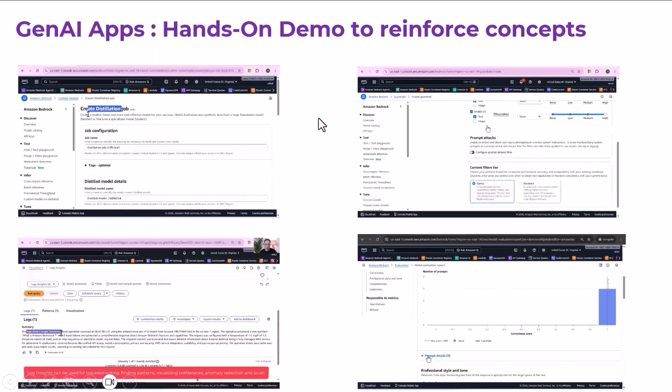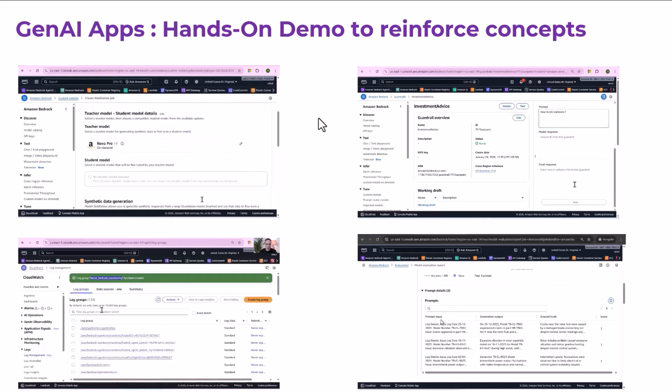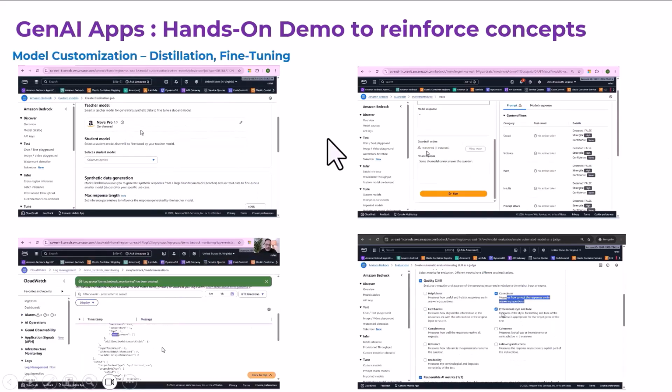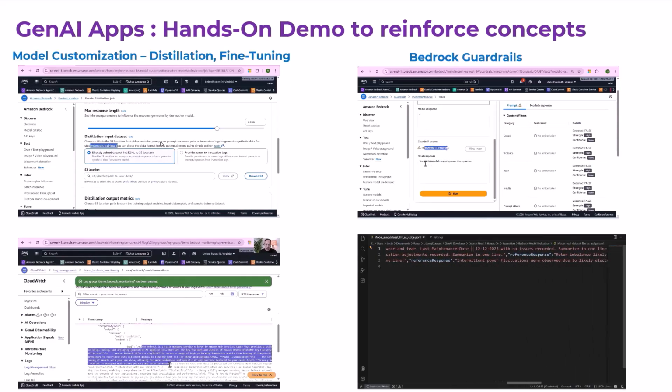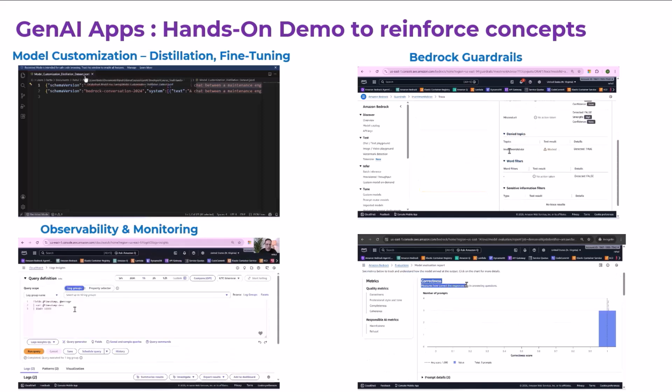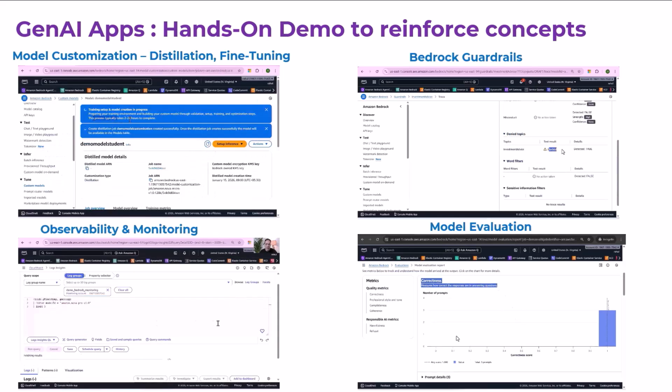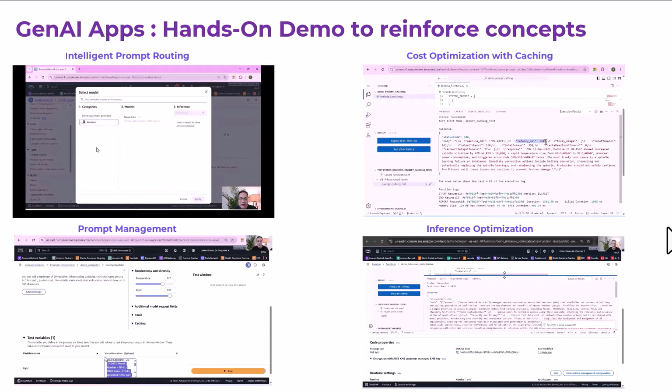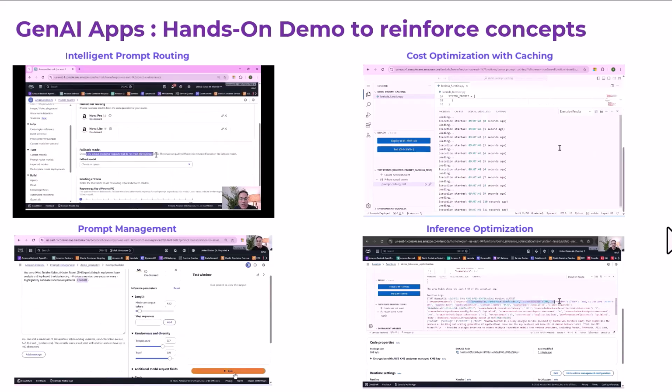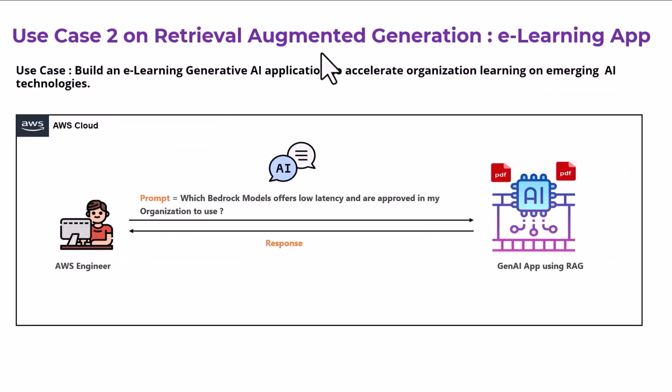Then we're going to reinforce all the 15 architectural decisions through hands-on work on model customization, Bedrock guardrails, observability and monitoring, model evaluation. And then we're going to continue to reinforce the concepts with more demos. Then we're going to look at our second business use case on retrieval augmented generation.